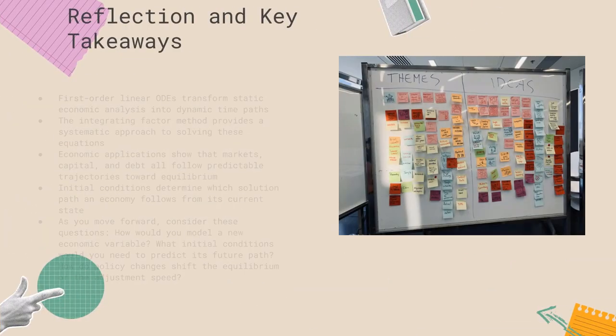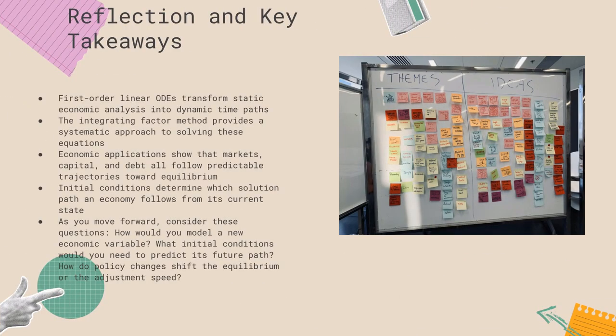The key takeaway is that first-order linear ODEs transform static economic analysis into dynamic time paths. The integrating factor method provides a systematic solution. Remember that economic variables like markets, capital, and debt follow predictable trajectories toward equilibrium, determined by initial conditions and adjustment speeds.